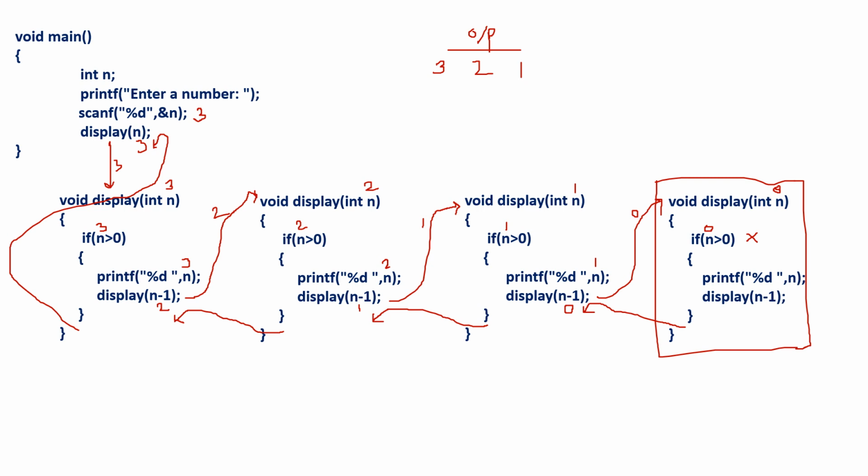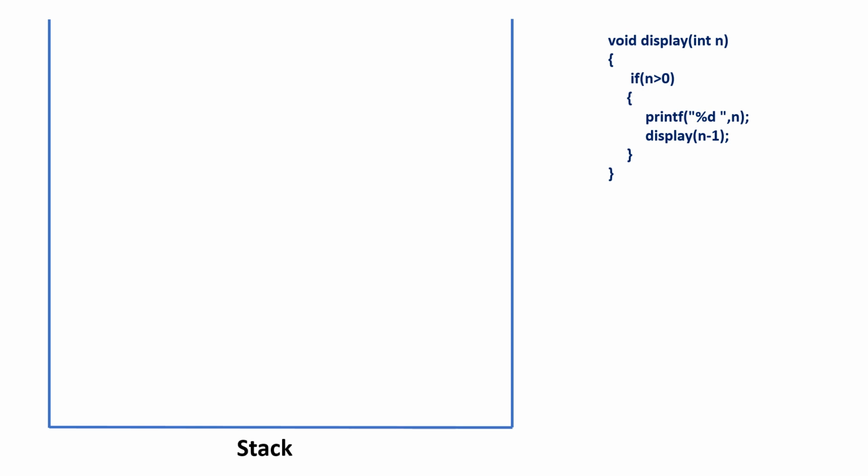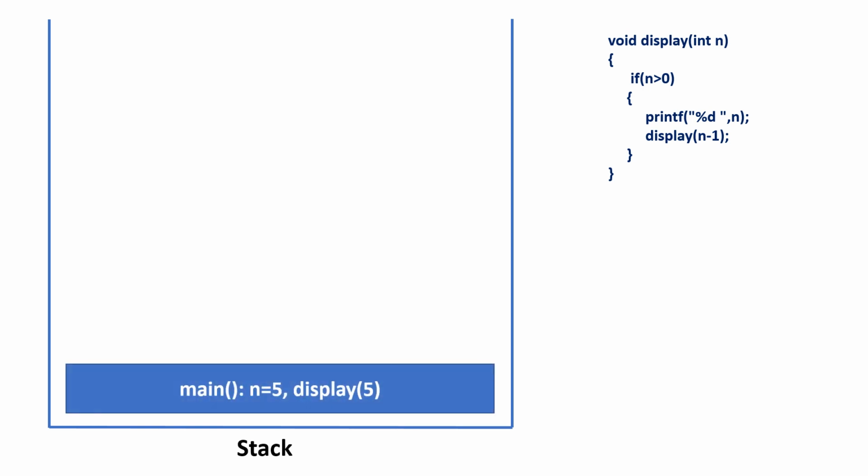Now we see how the stack is involved in performing all these recursive calls. Now initially this is the code actually. Whenever the program is started here, the first function that is called is the main function, and the main function will occupy memory in the stack, and in the main function we have declared n variable. N variable is created with value 5, and main function is calling display function with value 5.